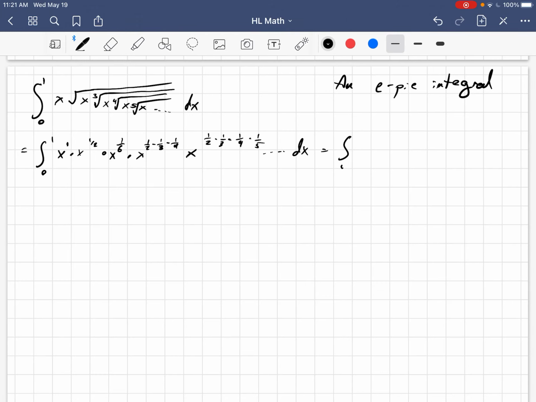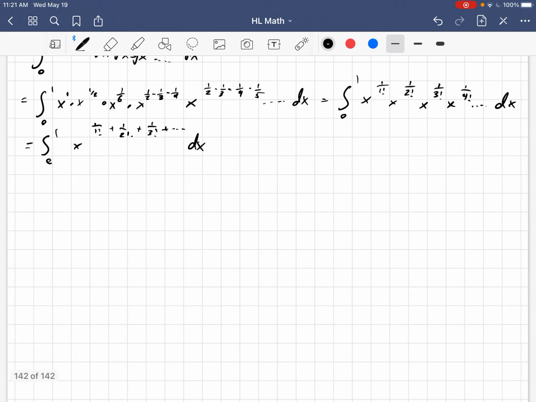So what we really have, if you think about it, is the integral from 0 to 1 of x to the 1/1 factorial, x to the 1/2 factorial, x to the 1/3 factorial, x to the 1/4 factorial, and so on, right? dx. Now, when we're multiplying the same bases, we can make that the integral from 0 to 1 of x to the 1/1 factorial plus 1/2 factorial plus 1/3 factorial plus and so on, dx. And now we really have to find a closed form for what is 1/1 factorial plus 1/2 factorial plus 1/3 factorial plus and so on.